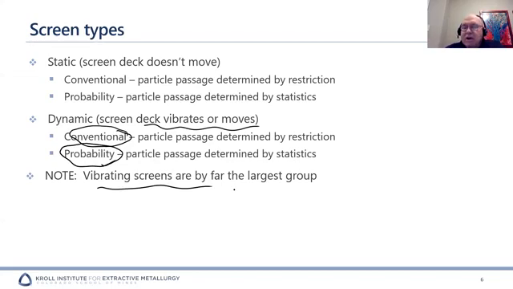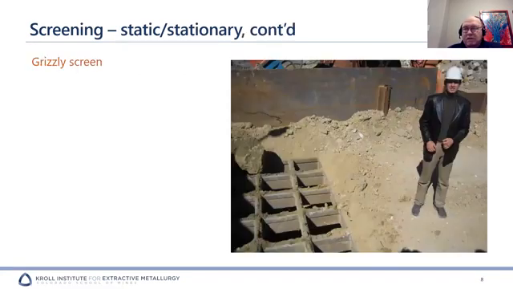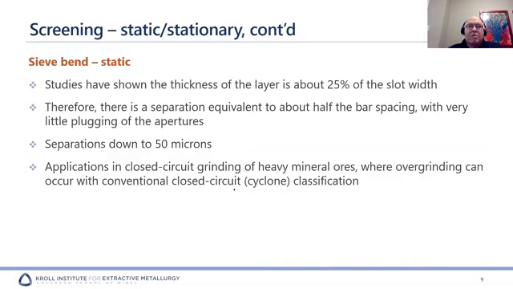Making fine separations have a higher frequency of vibration than making coarser separations. So grizzlies, we've talked about grizzlies in the context of jaw crushers earlier in the modules, and you've seen this picture too. There's a grizzly screen protecting a jaw crusher. That's a type of classification, relatively coarse separation.